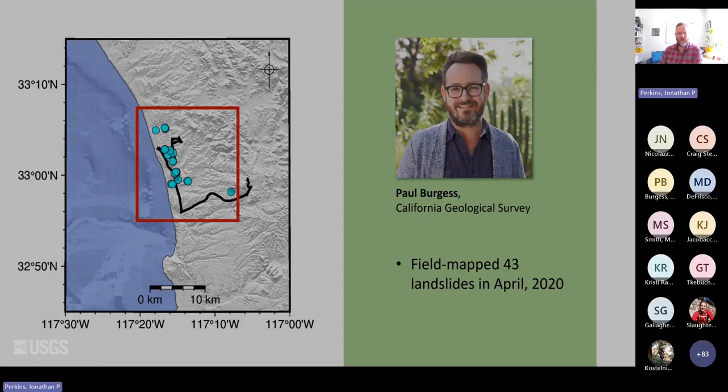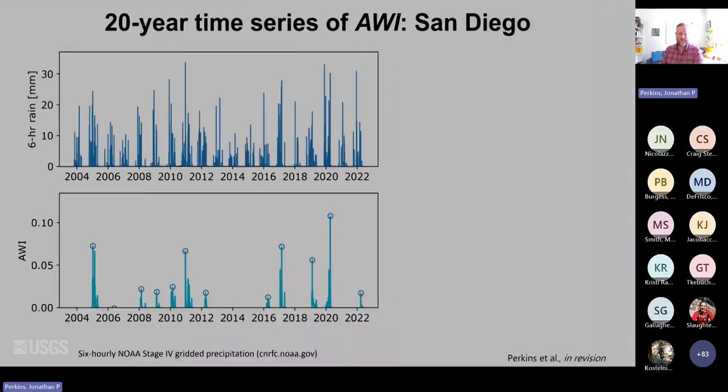And so now we can zoom in and we'll look at the 20-year history of rainfall and AWI and how this A-star parameter looks for this event, right? Okay, so now we're zooming in.